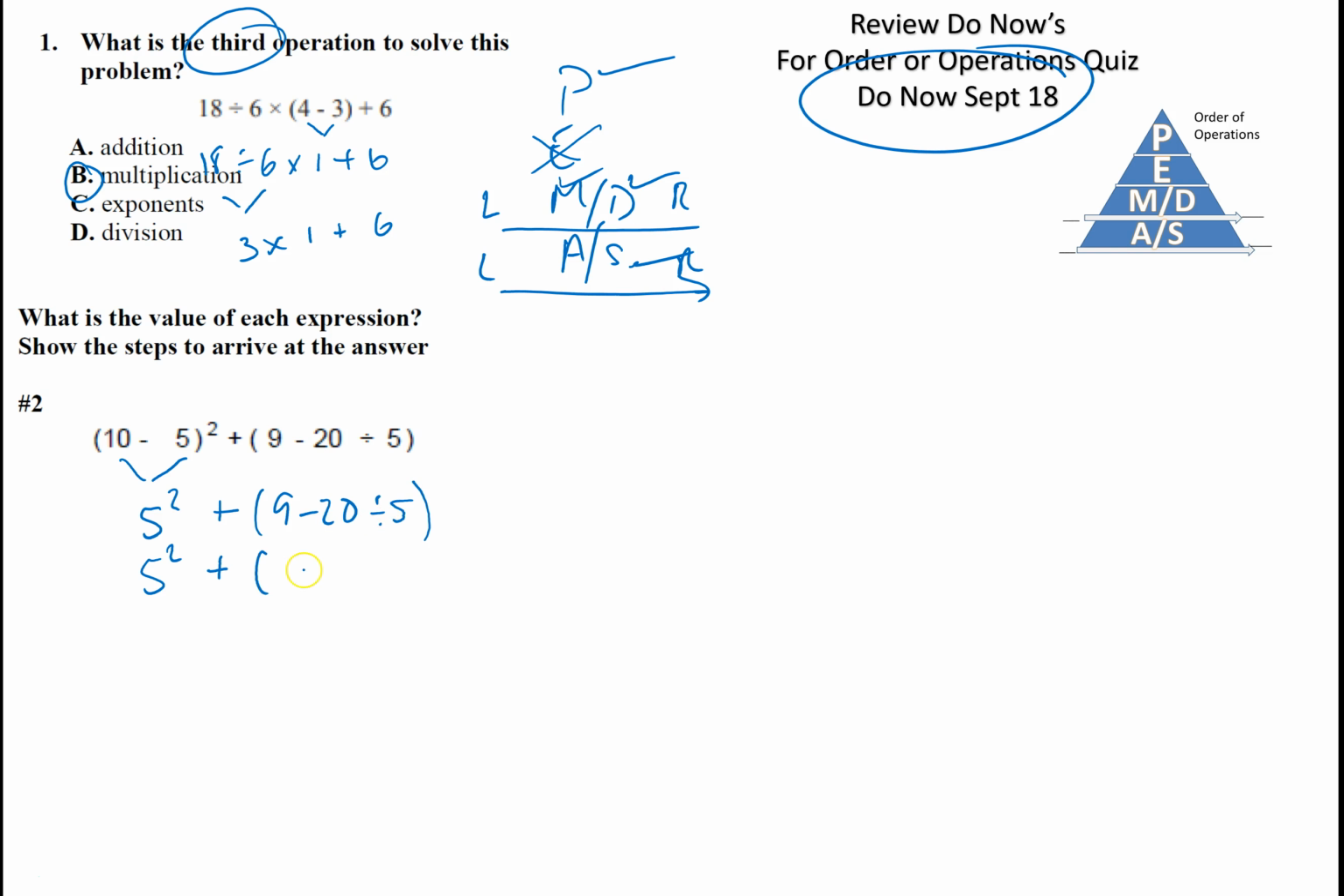I'm going to do my division first. So 9 minus 4, because 12 divided by 3 is 4. I'll wait. 5 squared plus 9 minus 4 is 5. 5 squared is 25. Plus 5 gives me 30.